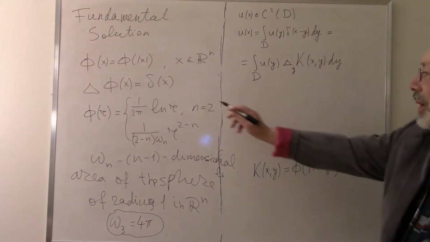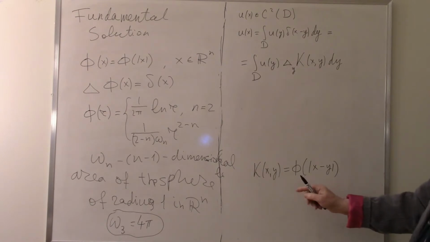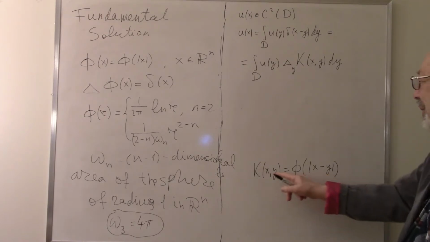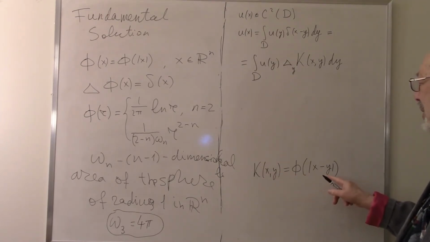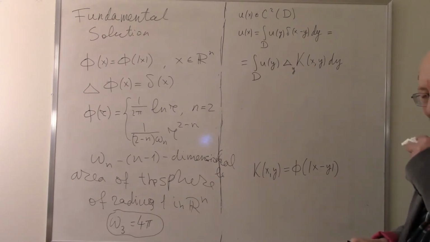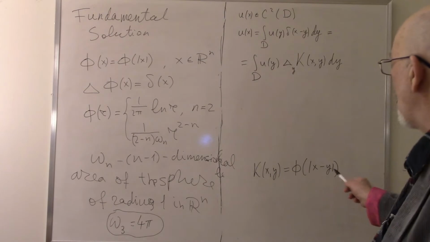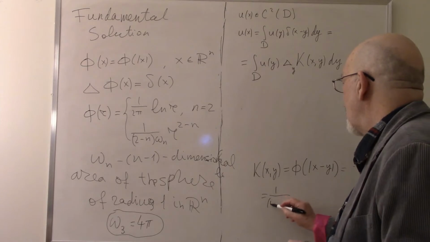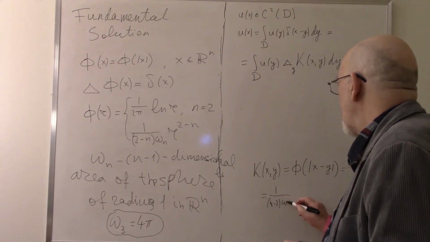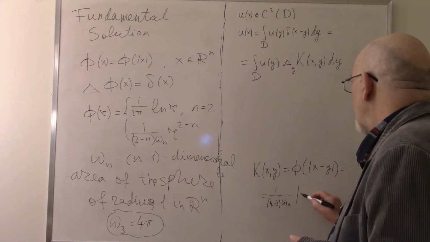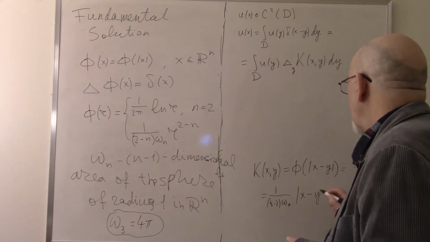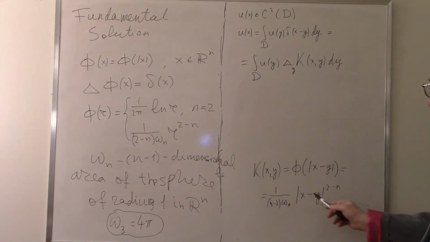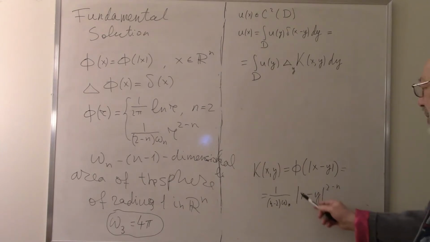So it is the same function, but for any x, if we consider it as a function of y, it has a singularity when y equals x. Yes, because it is 1 over (n minus 2) omega n, modulus of x minus y to the power 2 minus n. So when x goes to y, this goes to infinity.